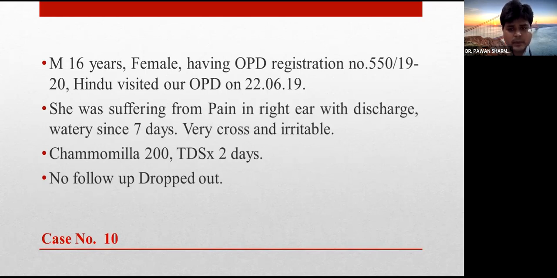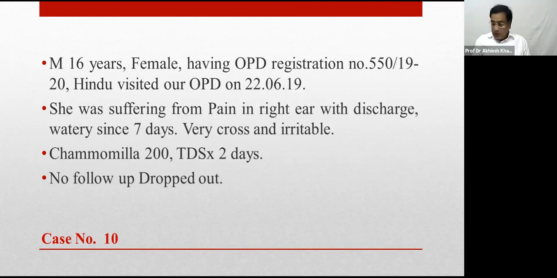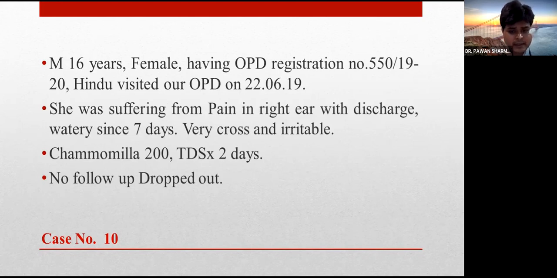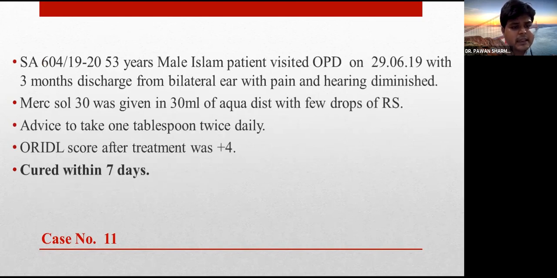This is a case of a 16 year old female, with OPD registration, suffering from pain in the right ear with watery discharge since 7 days, very cross and irritable. Chamomilla 200 was given, no follow-up, the case dropped out. This is a case where there was bilateral ear discharge for 3 months with pain and diminished hearing. With these symptoms, Maxol 30 was given, advised to take 1 tablespoon twice daily. The patient improved and was cured. The Hordel score was plus 4.